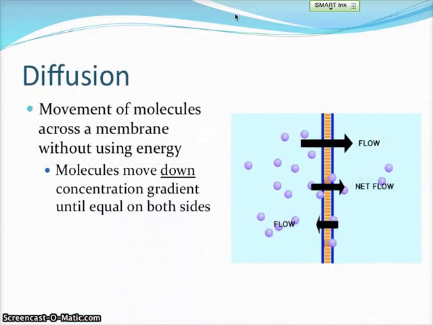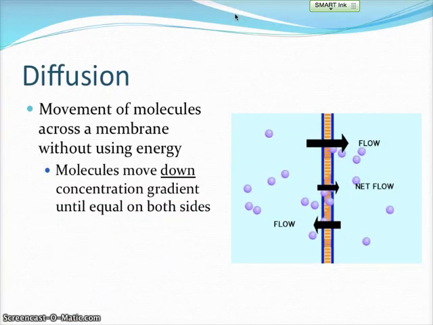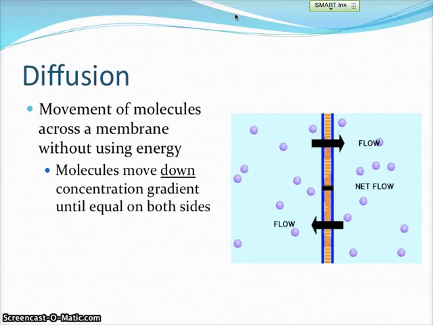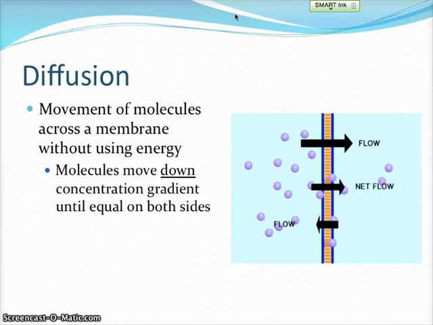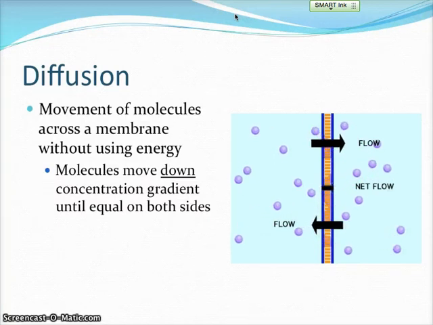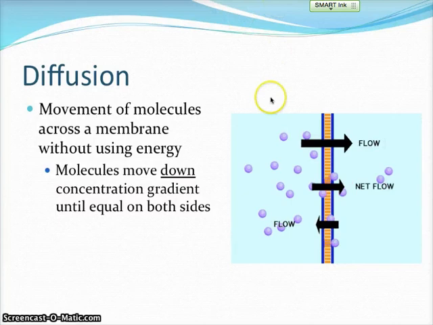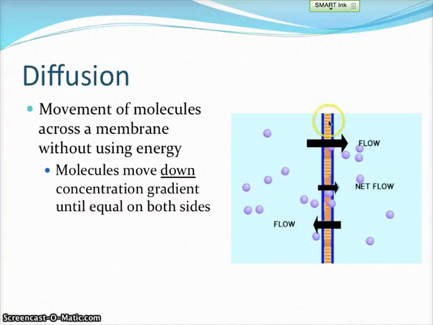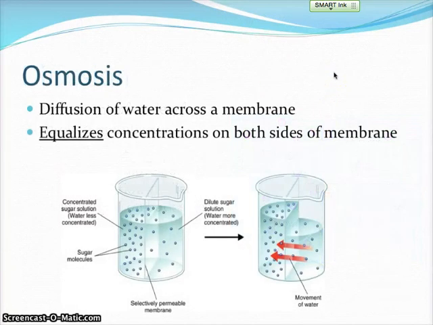Diffusion is the movement of molecules across a membrane without using energy. Molecules move down a concentration gradient until equal on both sides. Notice the same picture. So you see less movement occurring as they start to balance out on both sides. Again, this structure in the middle is representing the cell membrane. Osmosis is a specific form of diffusion, and it's actually when it occurs with water molecules. We'll be observing these in several labs in this class, but you can see pictures of it below. It equalizes the concentration on both sides of the membrane.